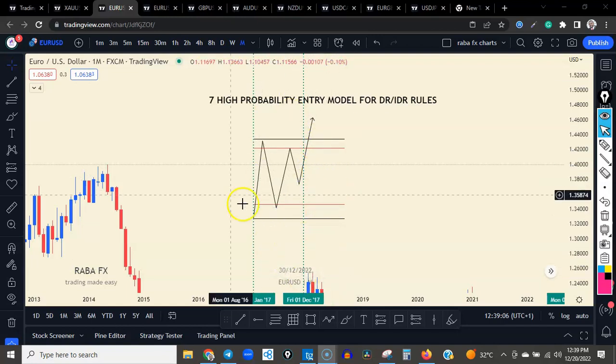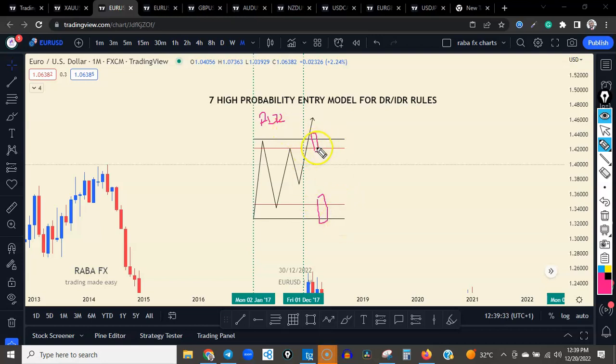So, in summary, what the DR level is talking about is simply a range that opens from 9:30 a.m. New York to 10:30 New York time for the regular DR. Okay, and what are you looking for? You are looking for a break above or below this line. This red line is the IDR, this is the DR.